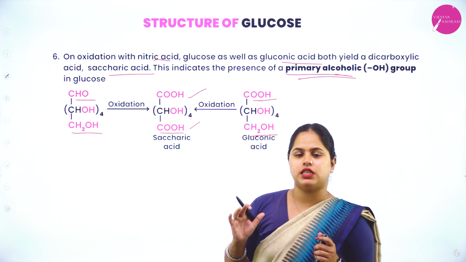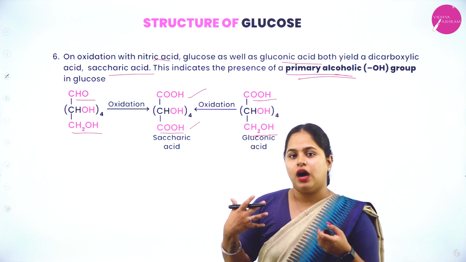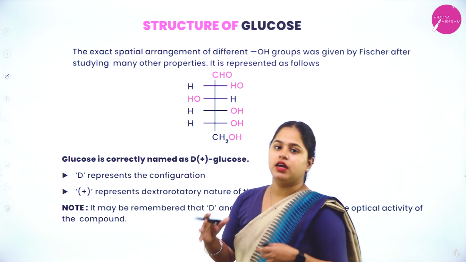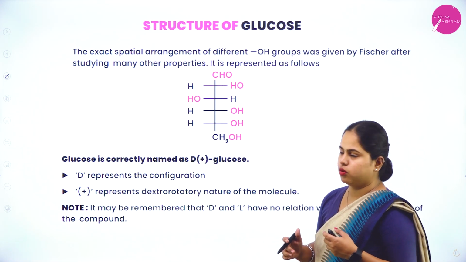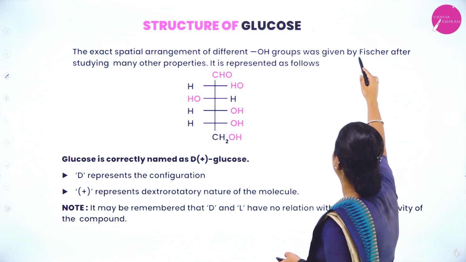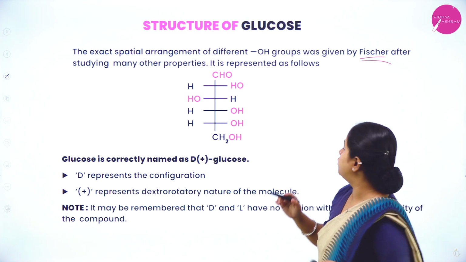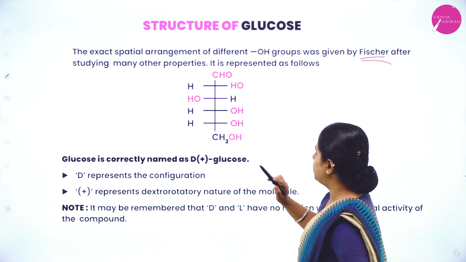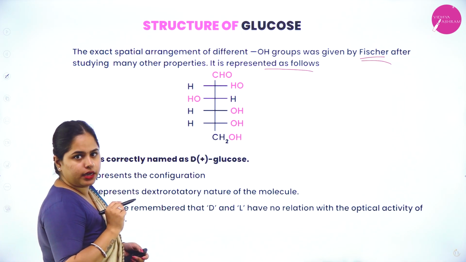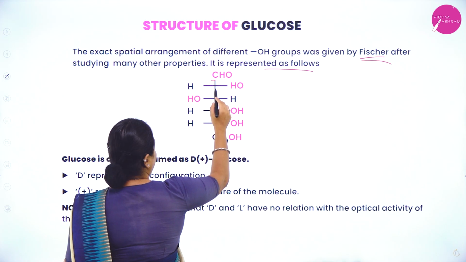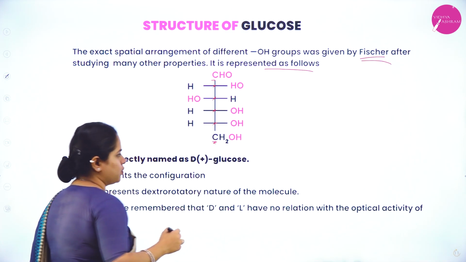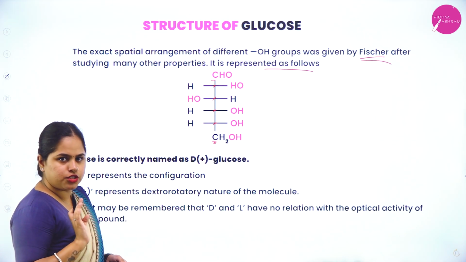All of this were the results formed during the understanding of the structure of glucose. From these we finally understood the structure of glucose. The exact spatial arrangement of the different OH groups was given by Fischer. So the structure was given by Fischer after studying many other properties, and it is represented as follows. So let's see. There are 6 carbon atoms. That was the first thing. So you have 1, and this junction is the second one, third one, fourth one, fifth one, and the sixth one. All the 6 carbon atoms are present in a straight chain, right?